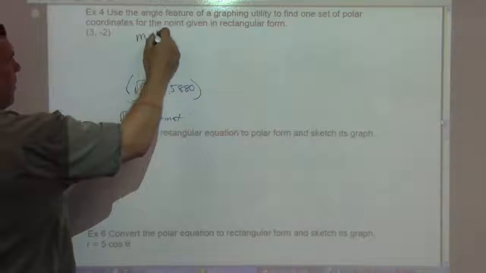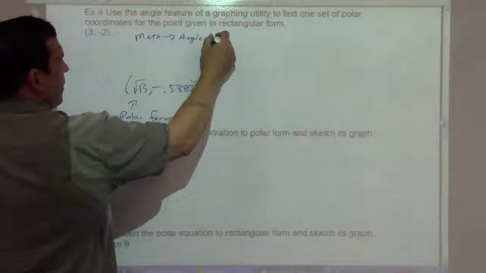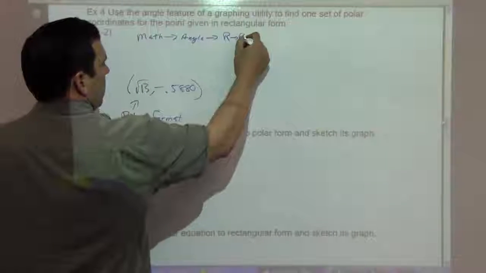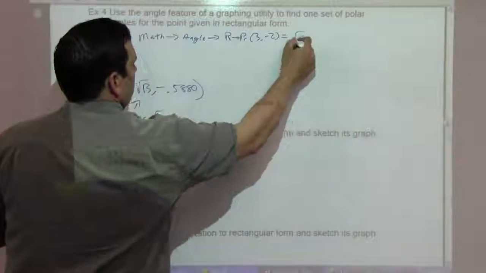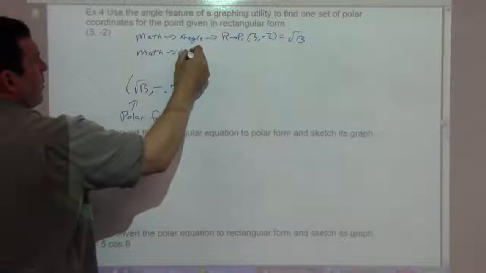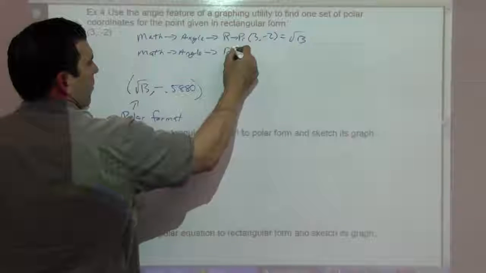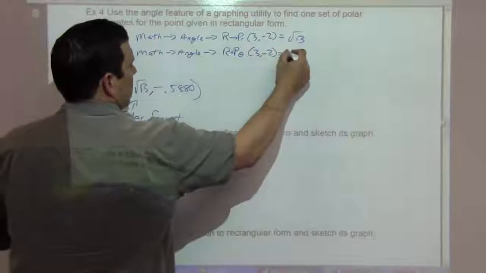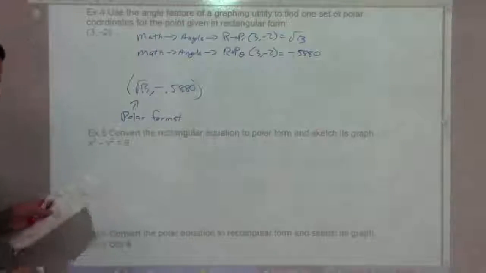So it's Math menu, Angle menu, R to PR of (3, negative 2), which gave us the square root of 13. Then Math, Angle menu, R to P theta of (3, negative 2) gives us negative 0.5880.